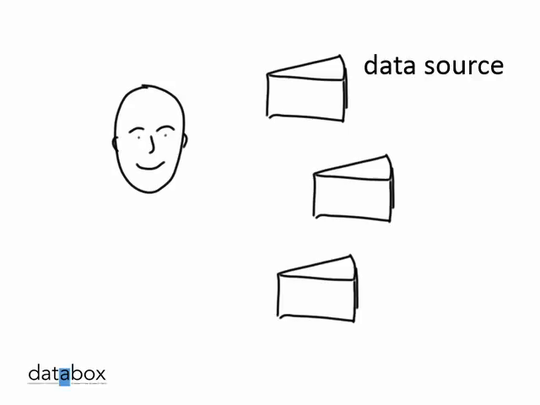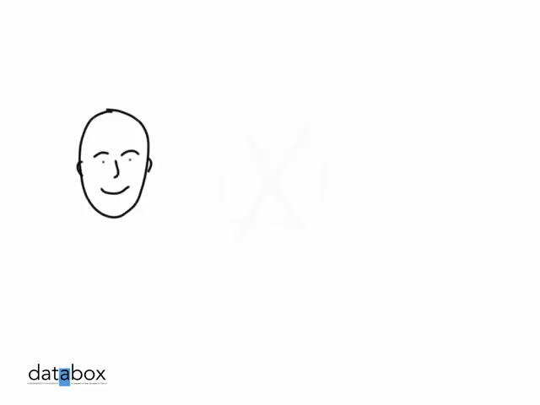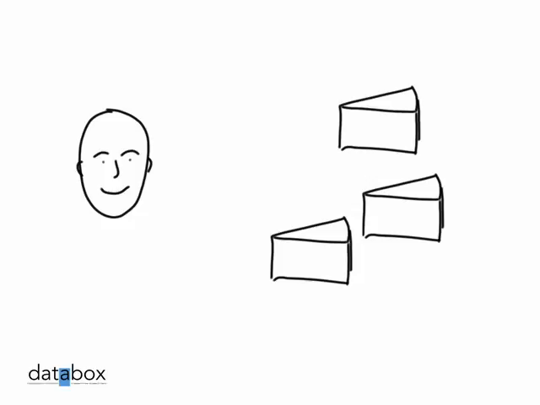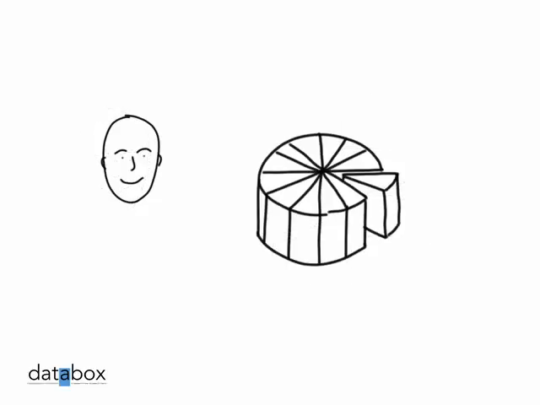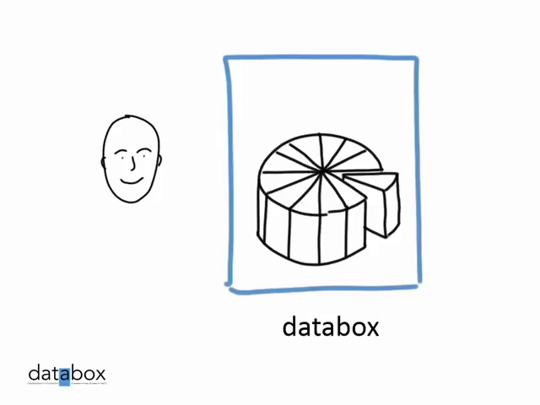But it's hard for you to get that data, or use it, or share it with anyone else. So the first thing Databox does is to make it easy for you to get hold of all those data sources, or slices of data. They go into your own personal data box, literally a box in your own home for your personal data.